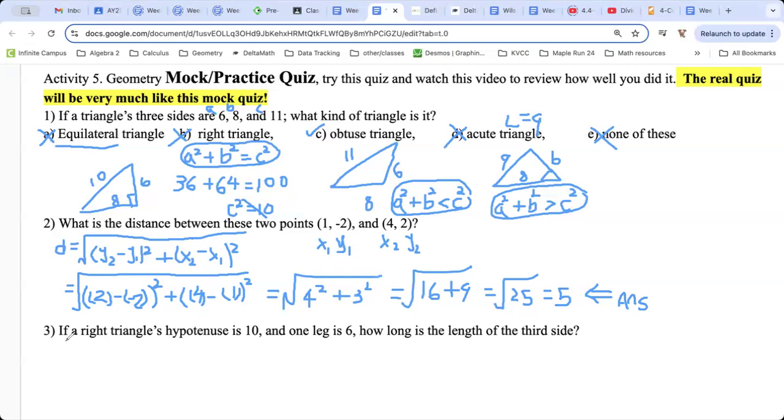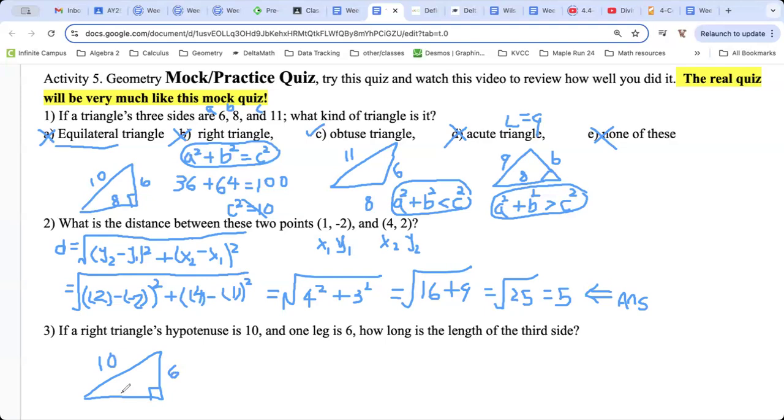Okay, number 3. If a right triangle's hypotenuse is 10 and one of the legs is 6, how long is the length of the third side? Okay, so always start by doing a sketch. That would make things a little bit clearer for you. So that's the hypotenuse, the longest side, the side opposite of the right angle. So label that as 10, okay? So one side is 6.